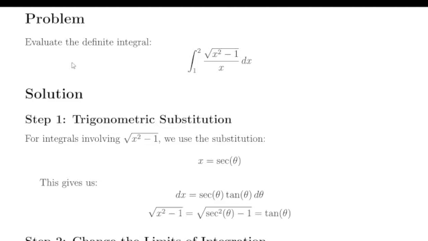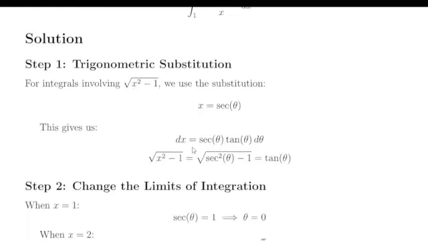In this video, let's evaluate the integral from 1 to 2 of the square root of x squared minus 1 over x dx. We're going to do this by using trigonometric substitution. Whenever you have an integral of the form square root of x squared minus 1, you want to use a secant substitution. So we'll let x equal secant theta. That means the derivative of x is secant theta tangent theta d theta.